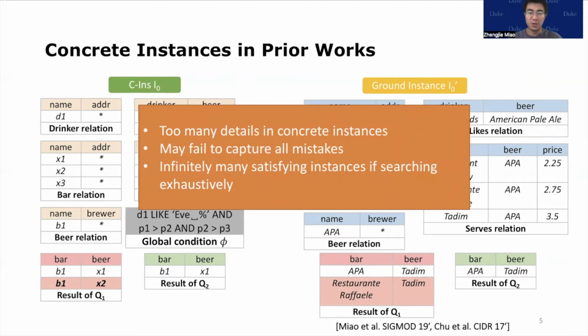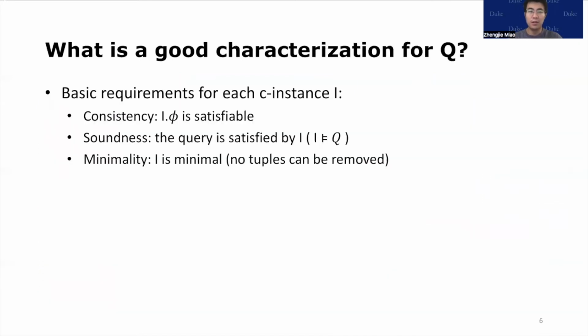Moreover, these prior works did not consider how to capture different ways to satisfy the query. And finally, even if we adapt the prior works to search for all possible instances to capture different ways to satisfy the query, there could be infinitely many satisfying instances. To this end, we propose a framework using C instances to characterize queries.